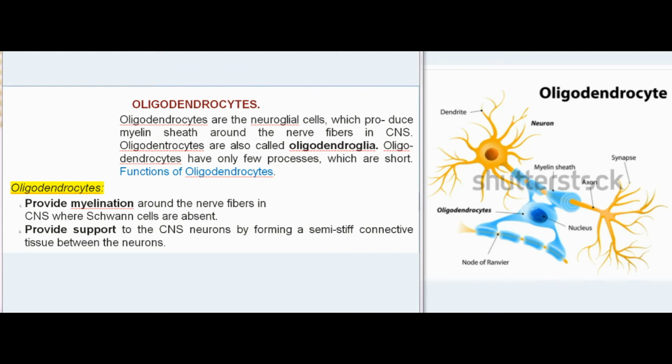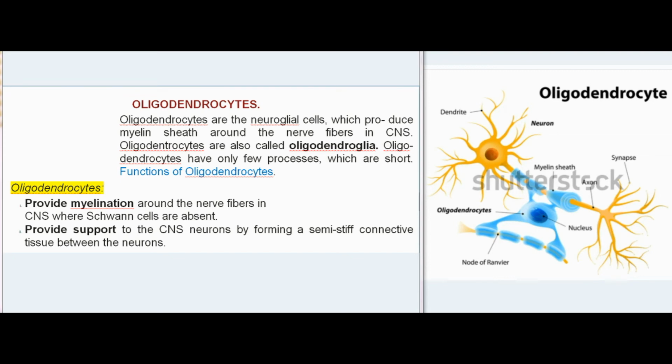Oligodendrocytes. Oligodendrocytes are the neuroglial cells, which produce a myelin sheath around the nerve fibers in CNS. Oligodendrocytes are also called oligodendroglia. Oligodendrocytes have only few processes, which are short. Functions of oligodendrocytes.